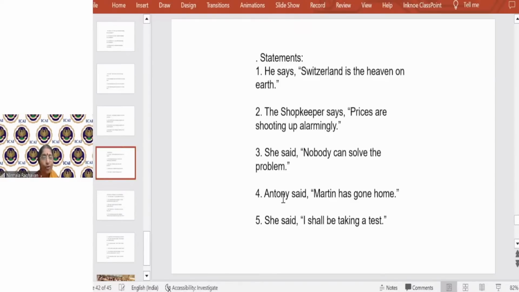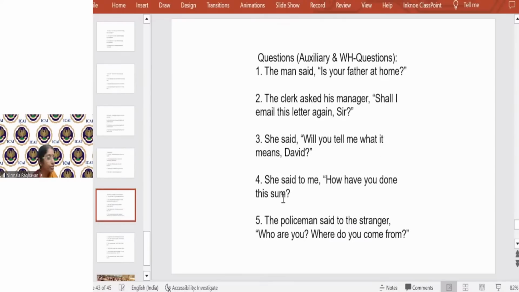She said nobody can solve the problem. She said that nobody can. You can even use could. Break, I told you I'll leave you 10 minutes early. Okay. Anthony said Martin has gone home. Anthony said that Martin had gone home. Has will become had. She said, "I shall be taking a test." She said that she would be taking a test or should be taking a test. Both are right there. Okay, now I give you another 5 minutes.